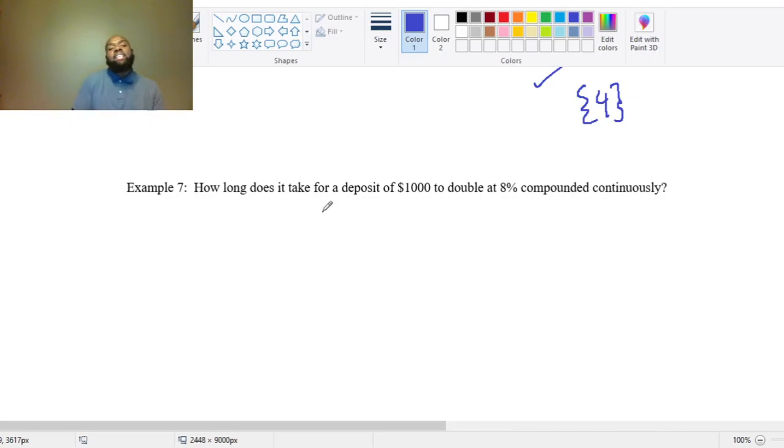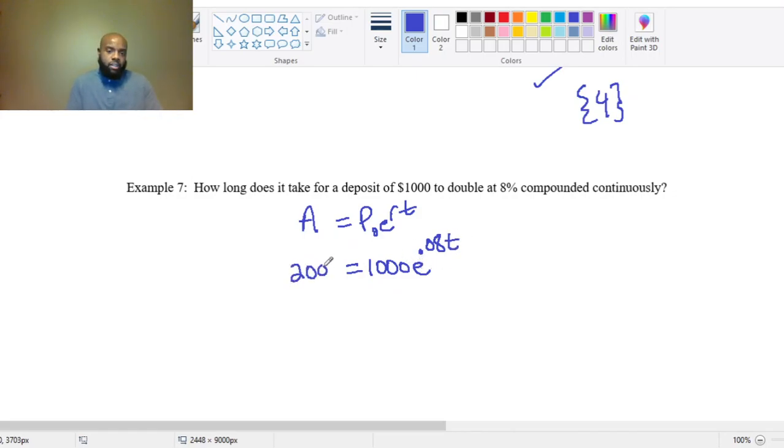Well, when I see that my interest is compounded continuously, then I automatically know that this is my formula that I've already memorized. I think in our notes, we use A, or A sub t. I want to know how long it takes for a deposit of $1,000, so that's my P naught, at 8%, so that's 0.08. I don't know how long it is, and I want to find that t. But I know that doubling means twice the amount that I started with. So if I want to solve this equation, I've got to solve for t.